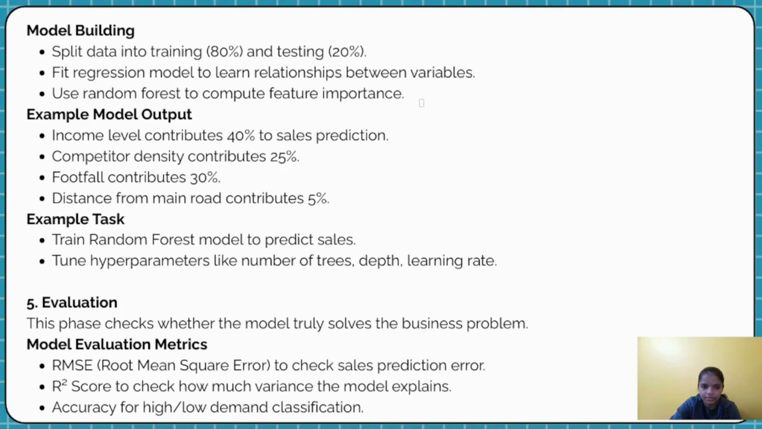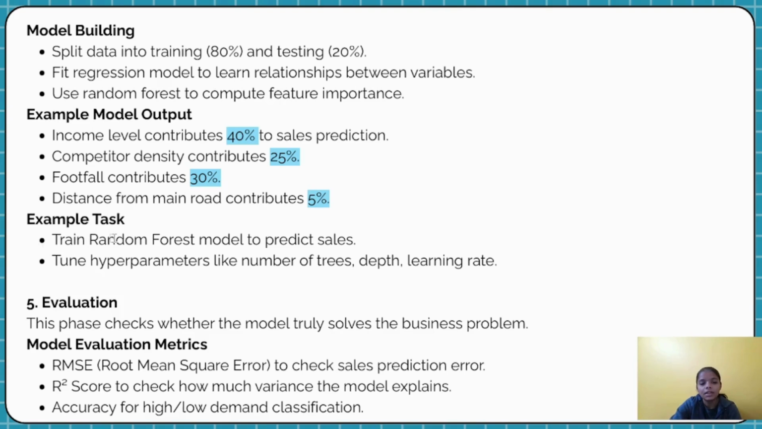feature importance. Next, the example model outputs are, first, the income level contribution is 40% to the sales prediction. The next, competitive density contributes 25%, and the third one, footfall, contributes 30%. The last is distance from main road, contribution is 5%. These are different contributions to our model: 40, 25, 30, and 5. When we add these overall, it is 100%.